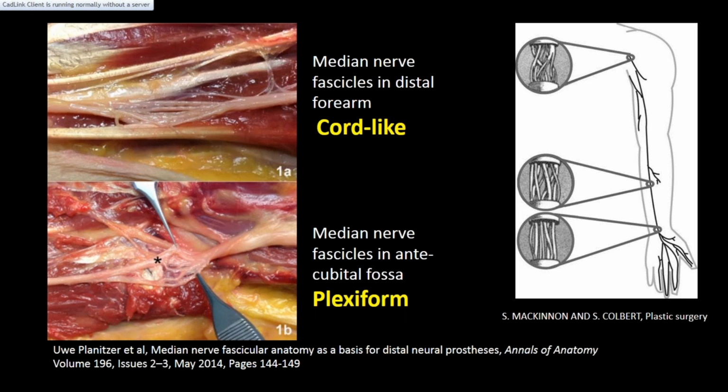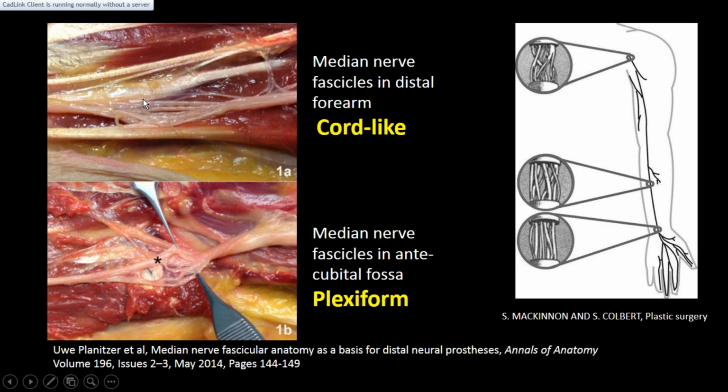So where do we find cord-like or plexiform fascicles? So mostly the nerves which are proximal. So the proximal segment of the nerve has plexiform fascicle arrangement. As the nerve travels distally through its course, it becomes more cord-like.